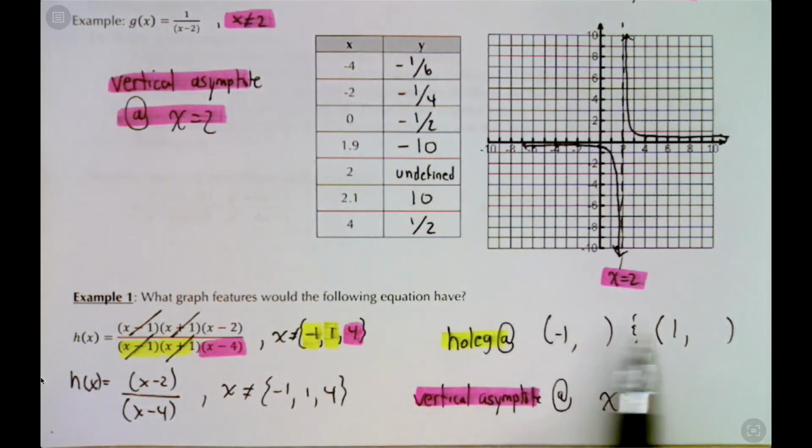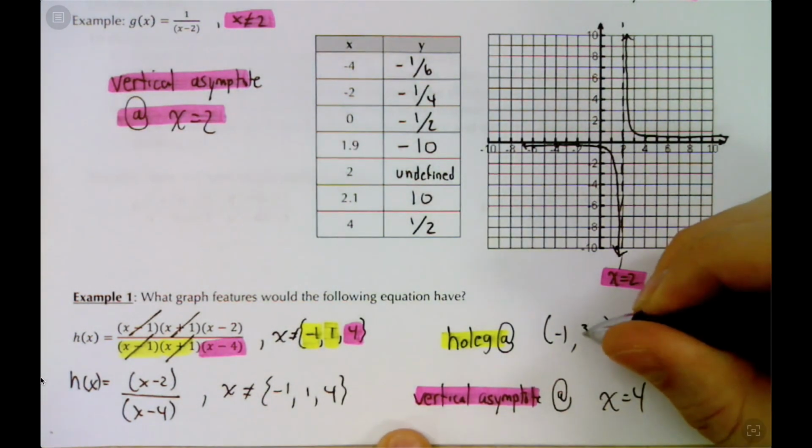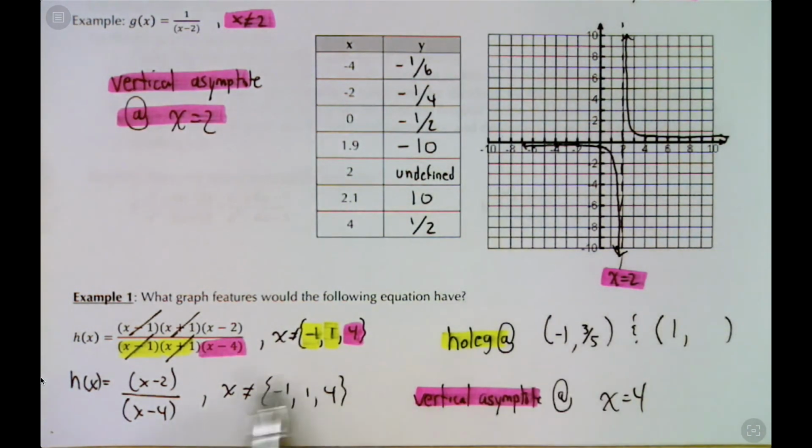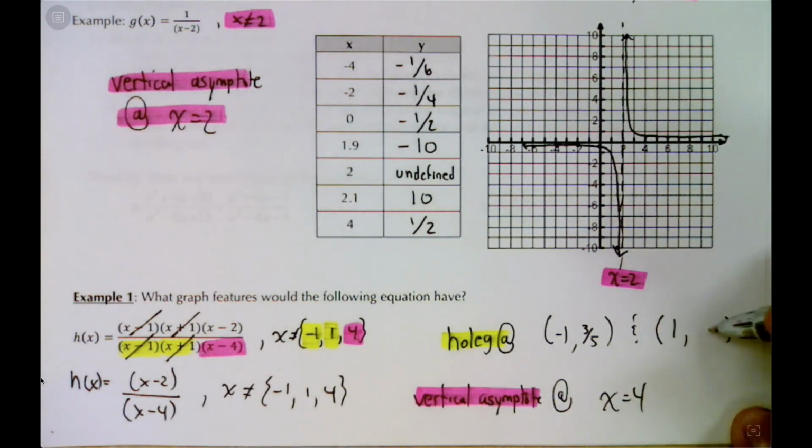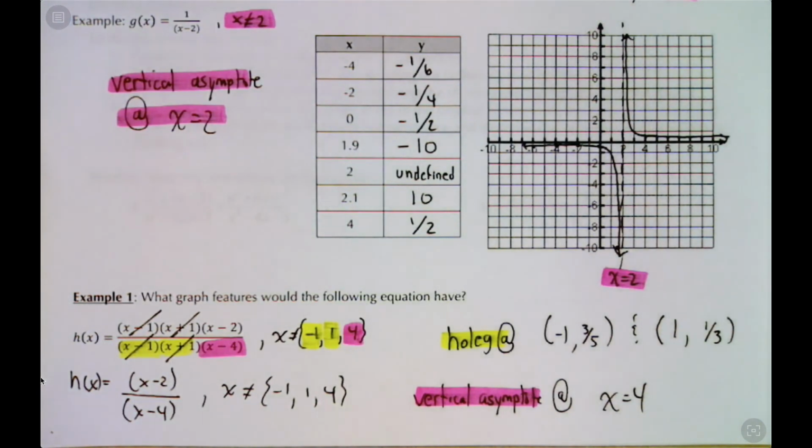If you want the location of the hole, you take the x value of the hole and plug it into your simplified equation. If we plug in -1, we get -3 on top, -5 on the bottom, which should be 3 over 5. If we plug in 1 to the top and bottom, 1 minus 2 is -1, 1 minus 4 is -3. We get -1/3. Nope, +1/3. 3/5 and 1/3. Yep, nice. So holes and vertical asymptotes. Holes are the terms that divide away. Vertical asymptotes stay. That's the takeaway.